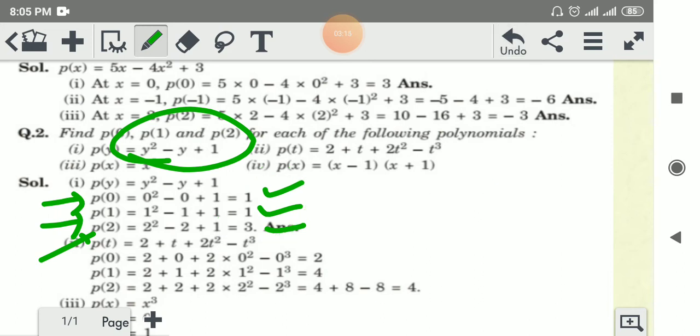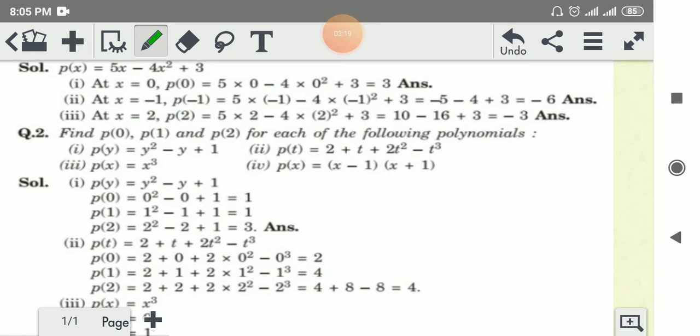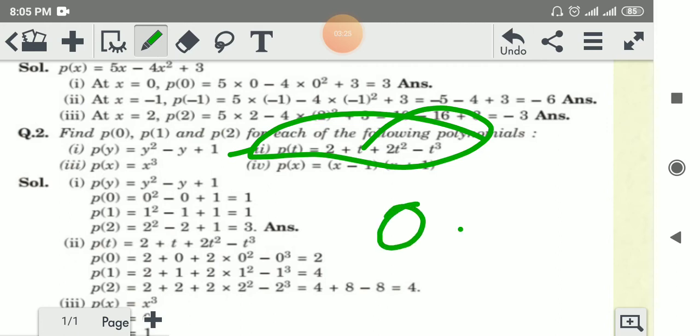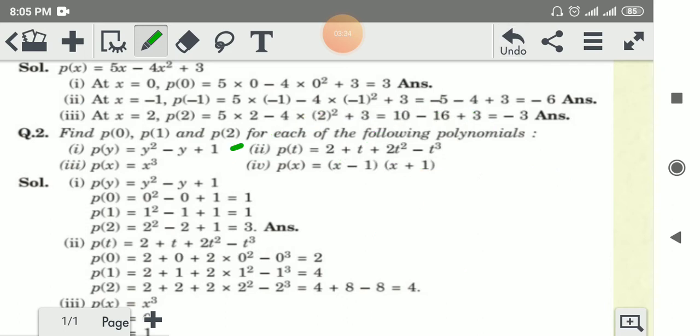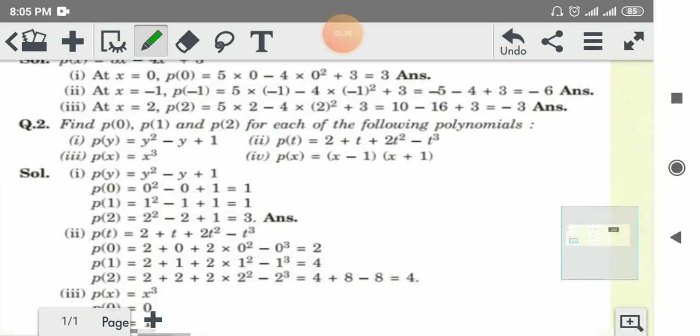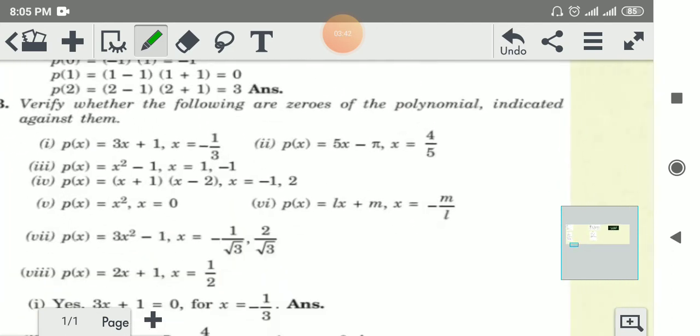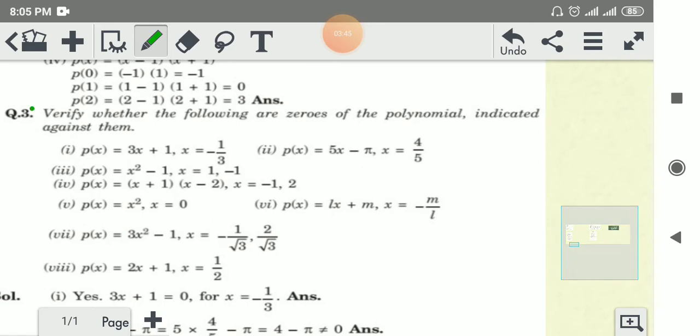Okay, same as question number 2 and question number 3. Firstly, we are putting 0 in these equations, and again putting t is equal to 1 and again putting 2. Okay, and second, third, fourth is your homework. Now question number 3 is very fine.